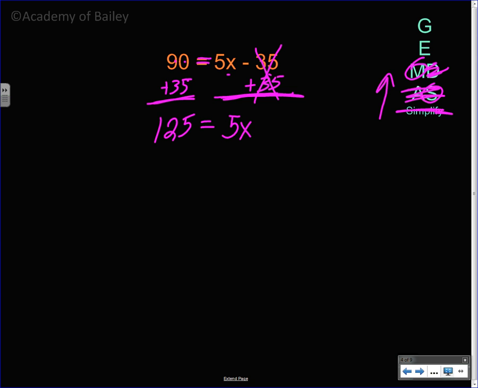How do you get rid of multiplying by 5? You divide by 5. Cross off the 5s. 5 over 5 is 1, and remember this is an invisible 1x, an invisible 1 there. So now we know x is equal to, how many times does this bottom number go into the top number? I believe it is 25 times. And therefore, x is equal to 25.